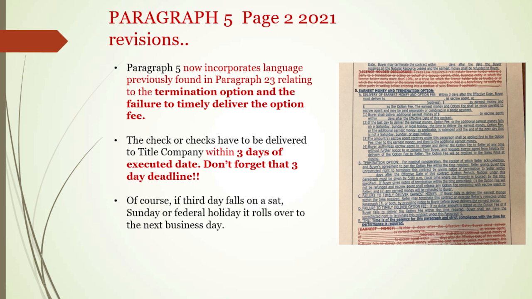So nothing's changed there, just of course, if the third day falls on a Saturday, Sunday, or federal holiday, it rolls over to the next business day. The check or checks have to be delivered to the title company within 3 days of the executed date. Don't forget that 3 days. I mean, it's 3 days.